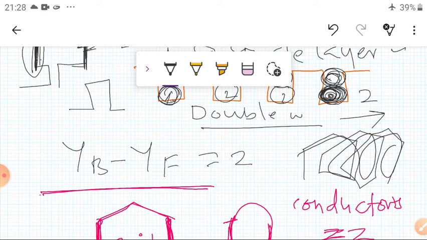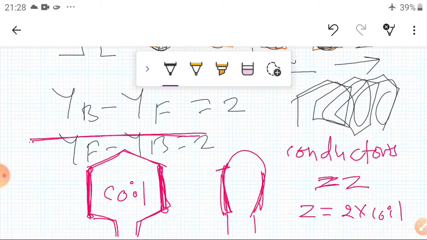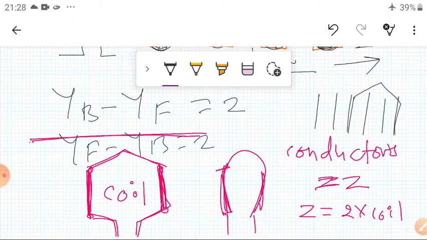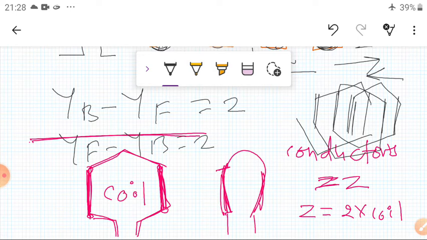In retrogressive winding, YF minus YB is equal to 2. In this case, for example, it starts here, goes to this one and is placed here. Next it goes here and here, moving in this direction from the starting point. That is the retrogressive winding, where the difference between YF minus YB is 2. It goes from right to left. So these are some basic terminology used in electrical winding, dear students.